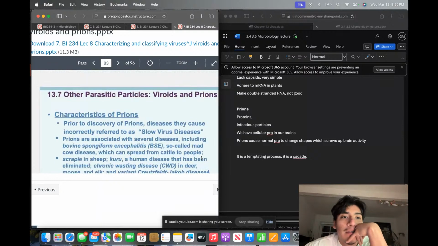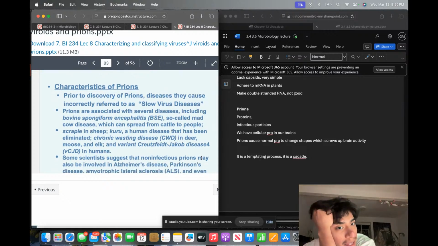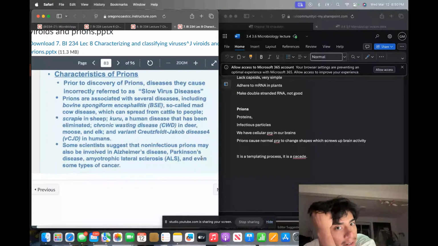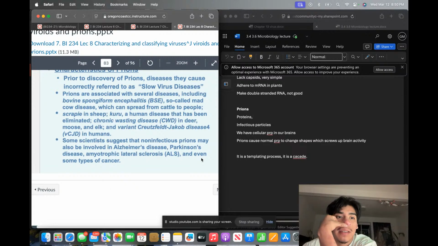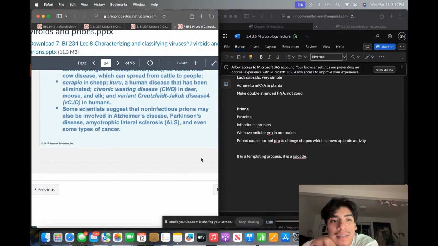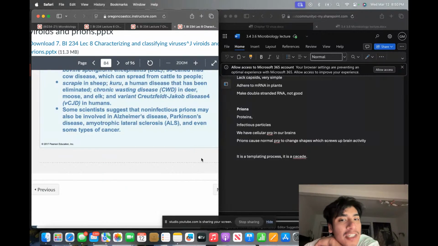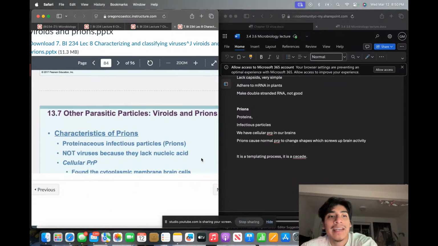All right, so now we're on to prions. Prior to the discovery of prions, these diseases were incorrectly classified as slow virus diseases. Prions are associated with so-called mad cow disease. Some scientists suggest non-infectious prions may also be involved in Alzheimer's disease, Parkinson's disease, ALS, and even some types of cancers.